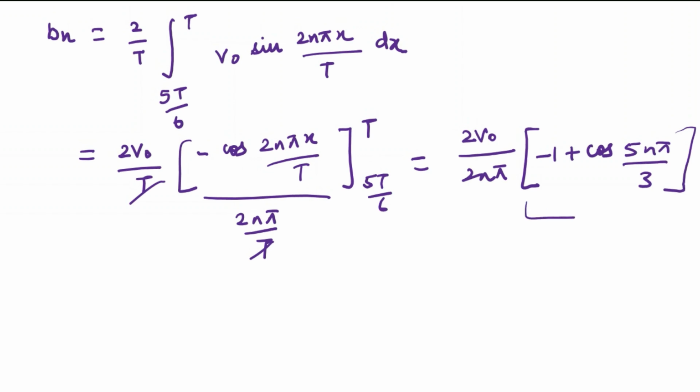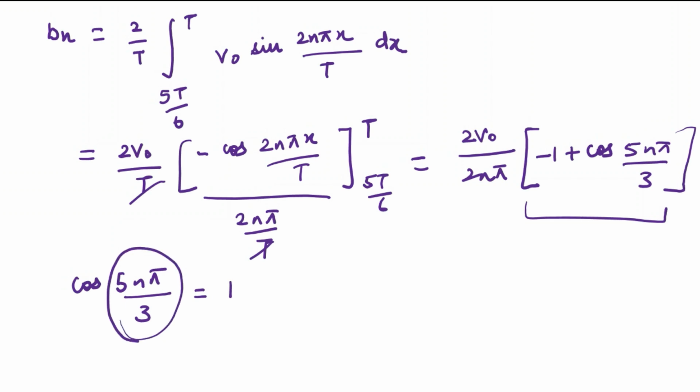Now look at this term. This term will be 0 if cos 5n pi by 3 is equal to 1, and this can only happen when this angle is equal to 2 pi, 4 pi, 6 pi, and like that. So n will be 6, 12. So b6, b12, these terms will be 0.